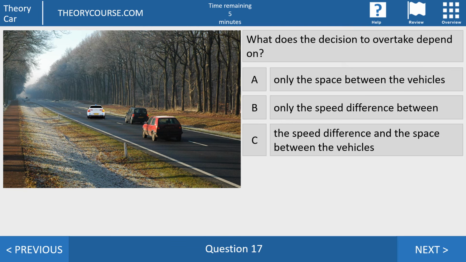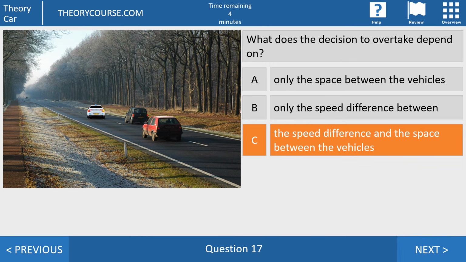Question 17. What does the decision to overtake depend on? Is it answer A, only the space between the vehicles? Answer B, only the speed difference between them? Is it answer C, the speed difference and the space between the vehicles? Well, I think you know the right answer, and the right answer is answer C.